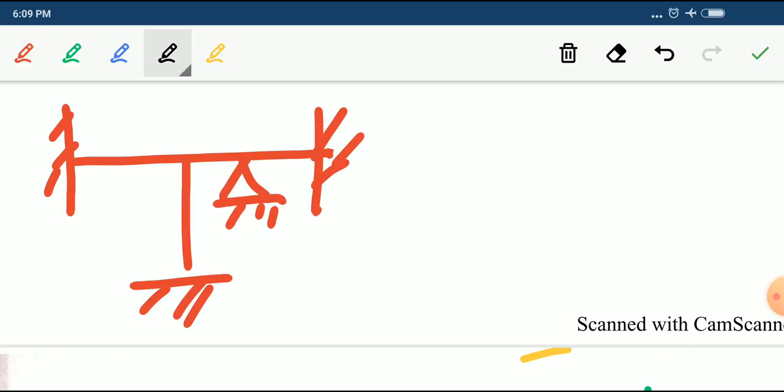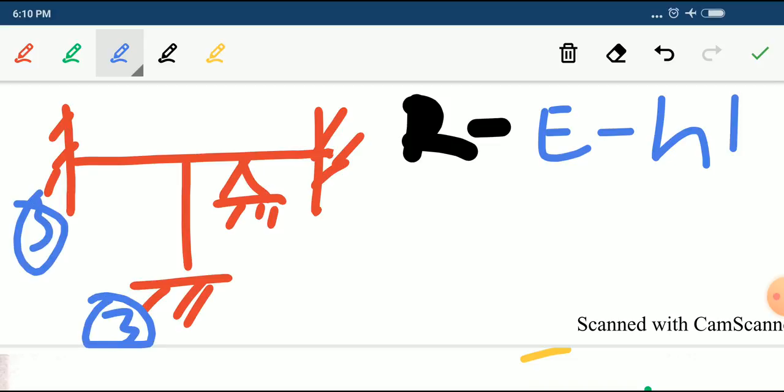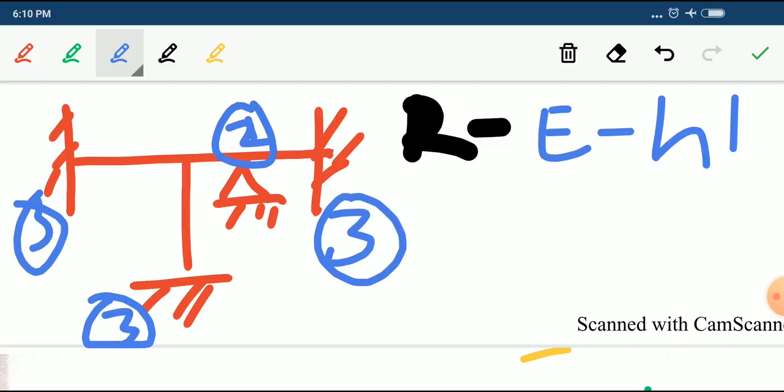Tell me for this one, R minus E minus H dash, number of reactions are how much? Here 3, again here will be 3, again here will be 3, and here there will be one reaction. So here how many reactions are there? Here 2 reactions. So total number of reactions are how much? 3, 6, 9, 11. Total number of reactions are 11. Number of static equilibrium equations are 3.